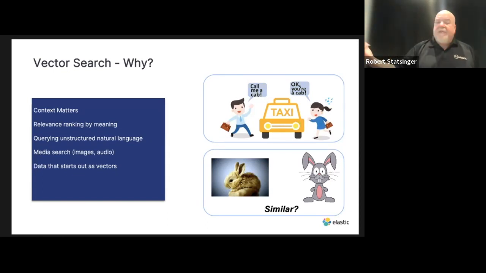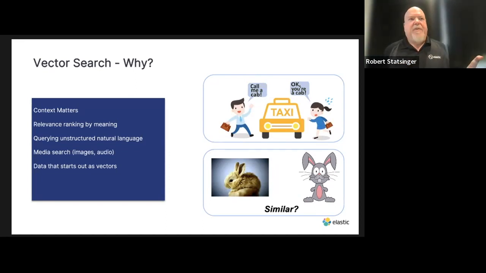So when you want to be able to have these kinds of deeper representations of content, of meaning, and you want to do relevance ranking, when you want to search and have search results ranked by meaning, and you want to query unstructured natural language and have multimedia searches on images and audio. There are also types of data such as data in cybersecurity, where you will see that some of this data actually originates in vector form and it's very easy to work with.